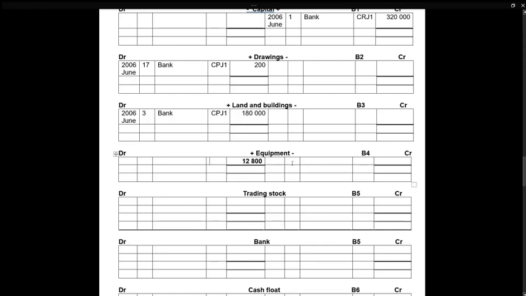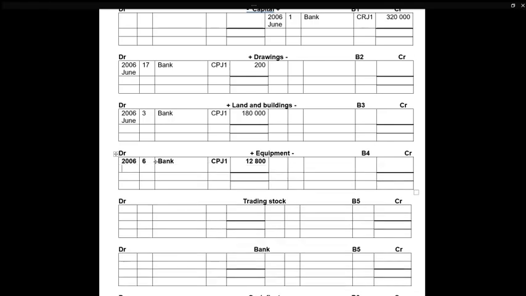Where did I get this information from? CPJ1. My details will be bank. Equipment is being debited. I will find my credit in my bank account. It took place on the 6th, June 2006.